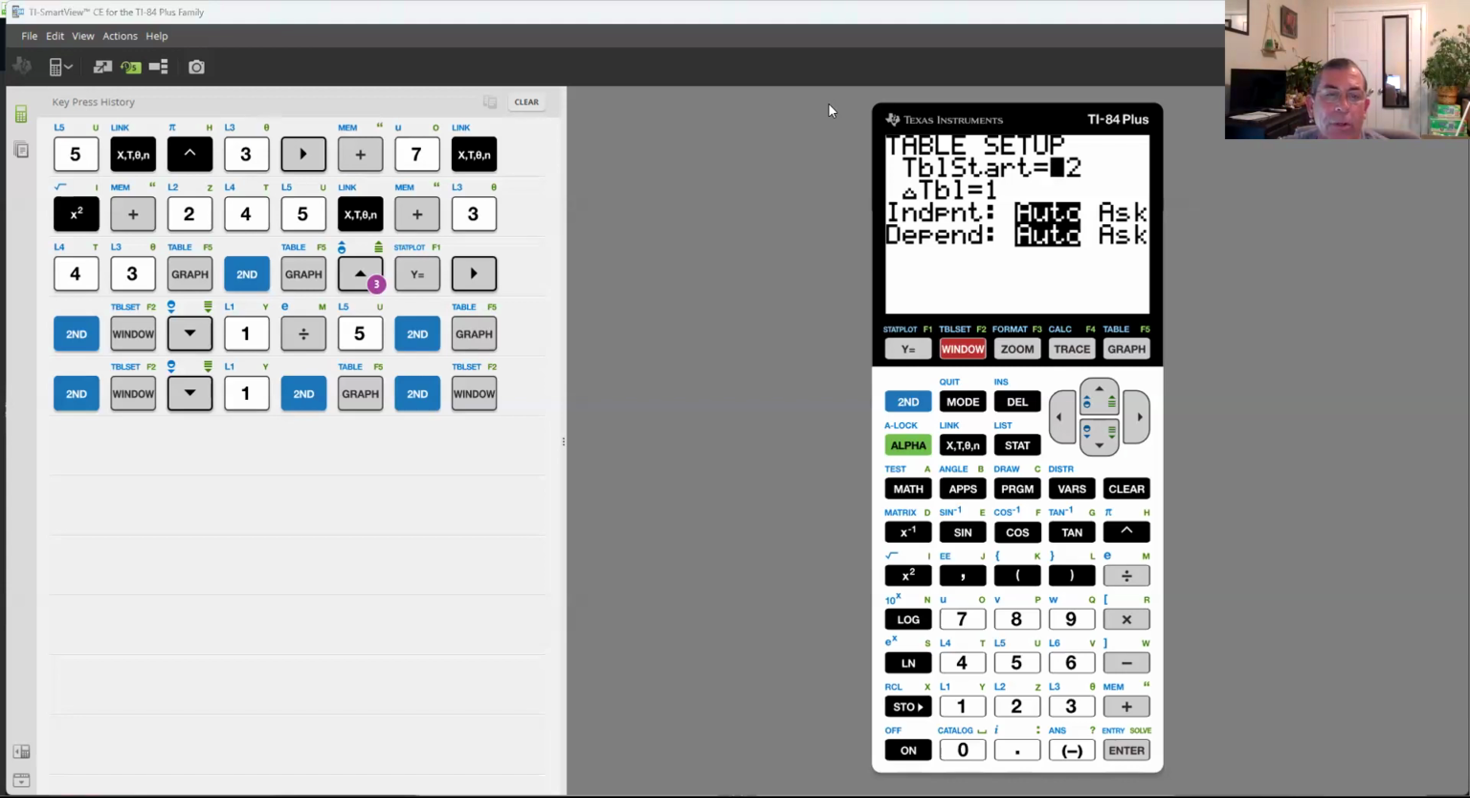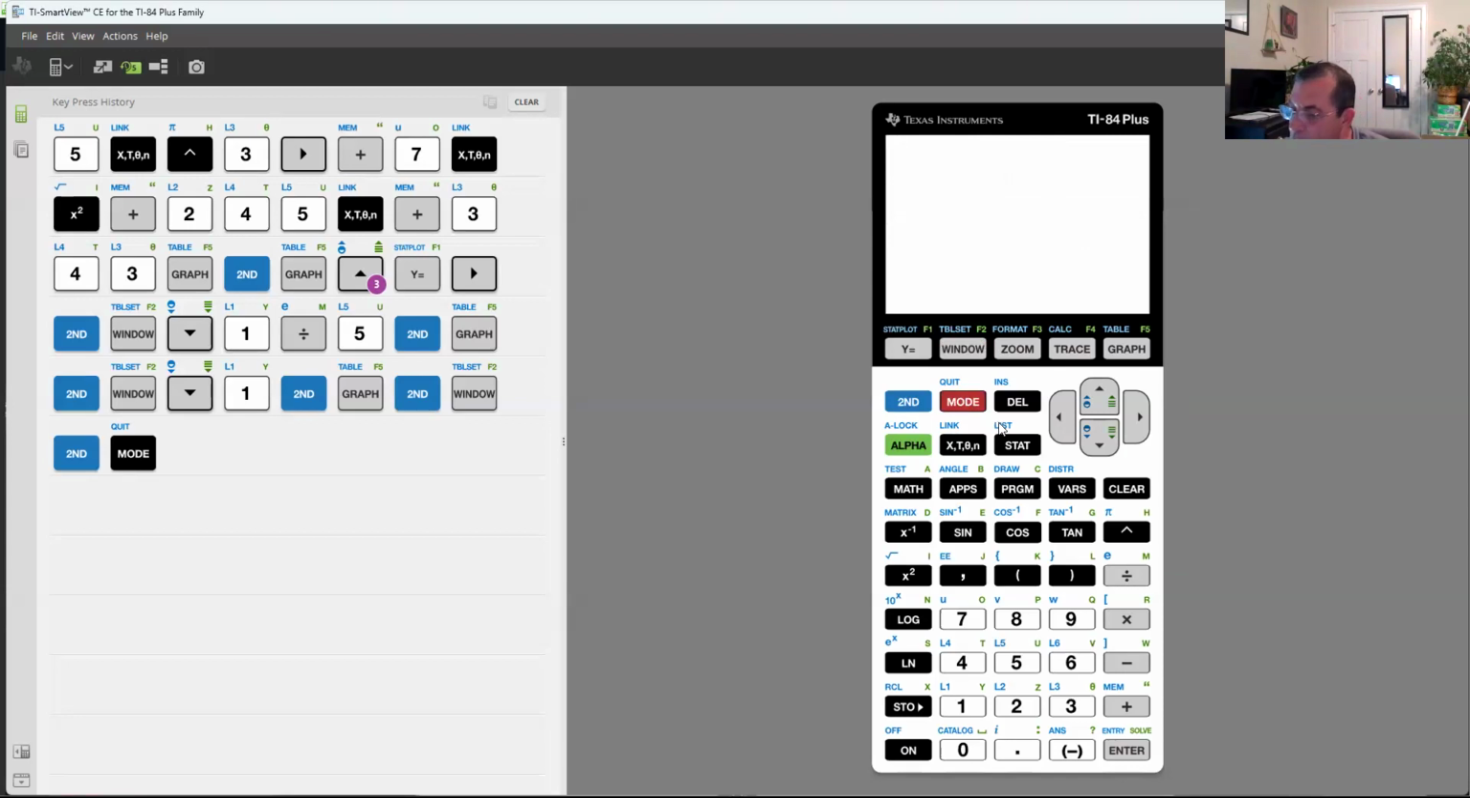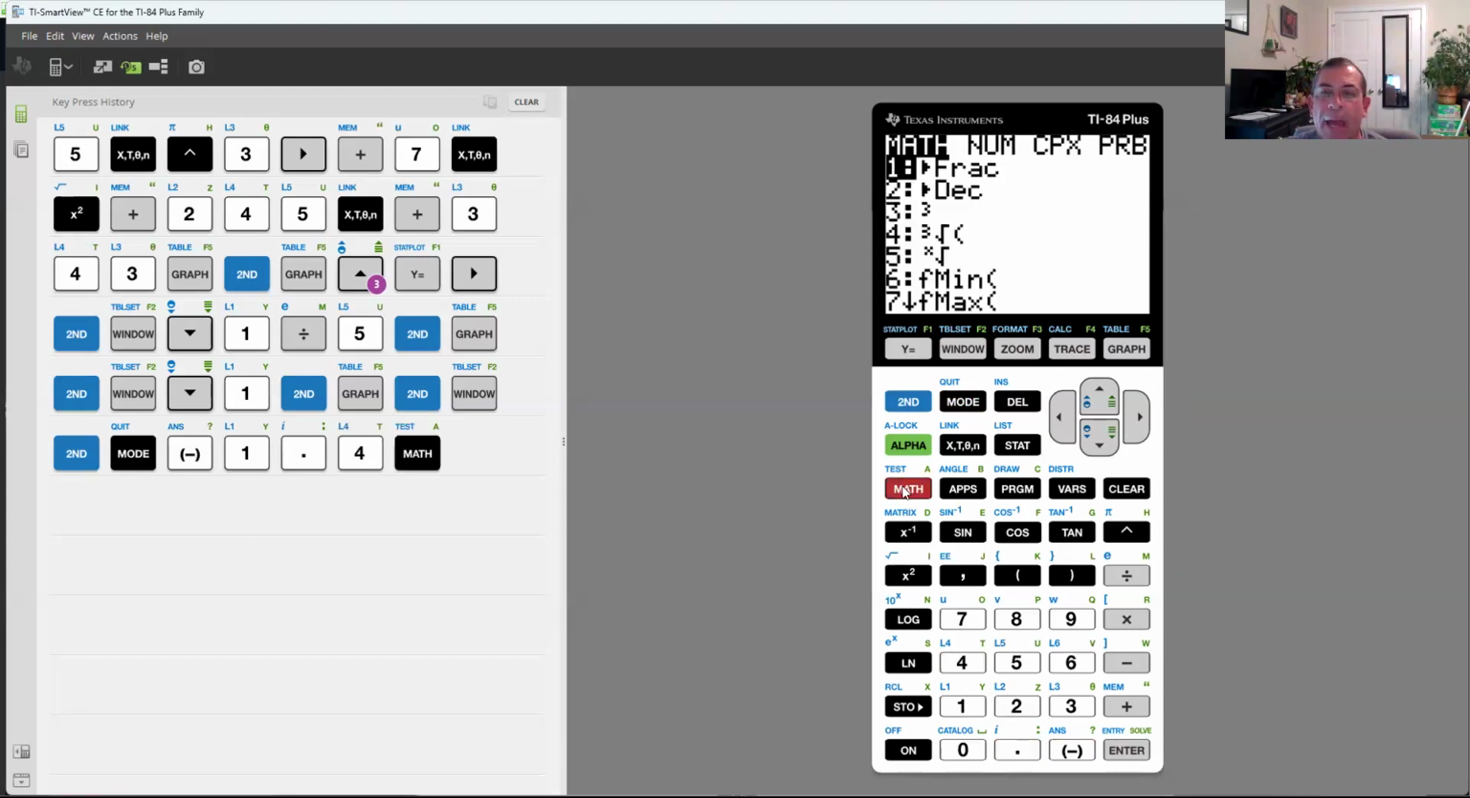Ask my calculator one more thing. Let me ask it what that -1.4 is in fraction form. So -1.4, I'm going to turn it into a fraction by hitting math and enter. That equals -7/5. So -7/5 is the first number I'm going to try with my synthetic division.